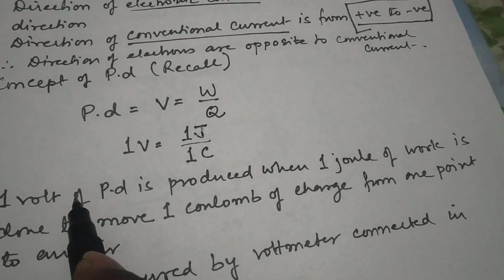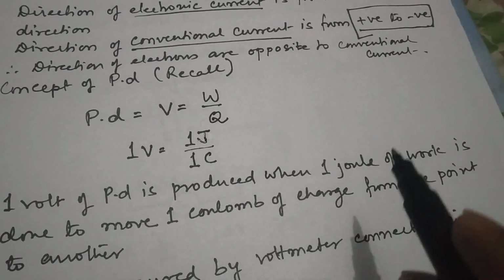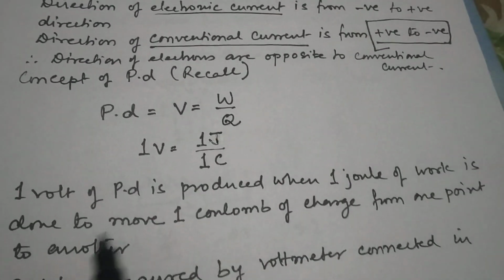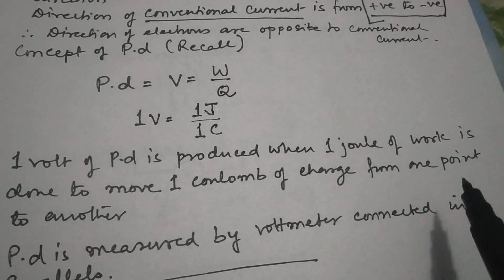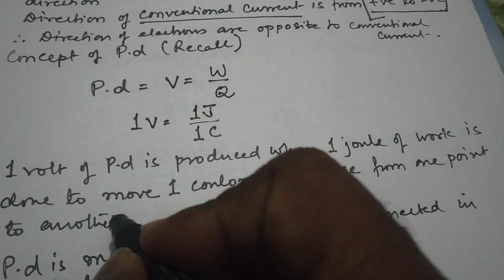For 1 volt, 1 volt of PD is produced when 1 joule of work is done to move 1 coulomb of charge from one point to another. I hope this definition should be also clear to everybody.